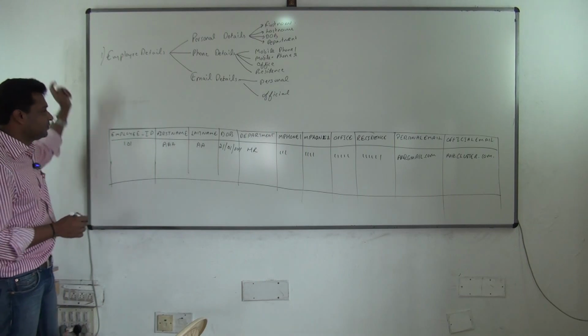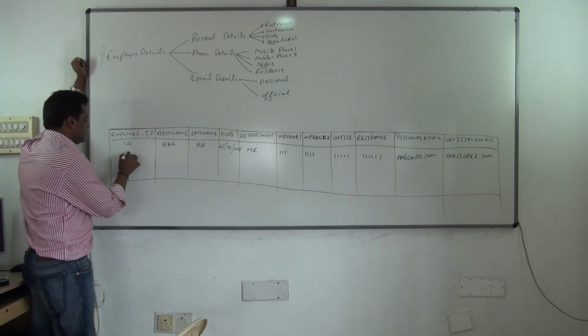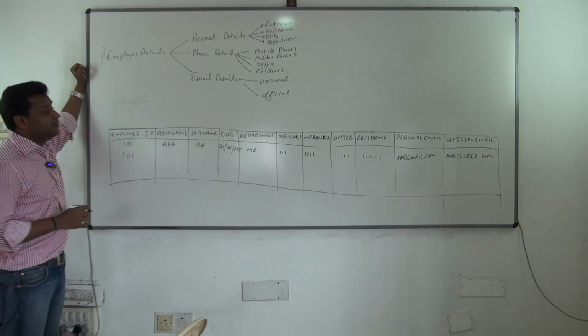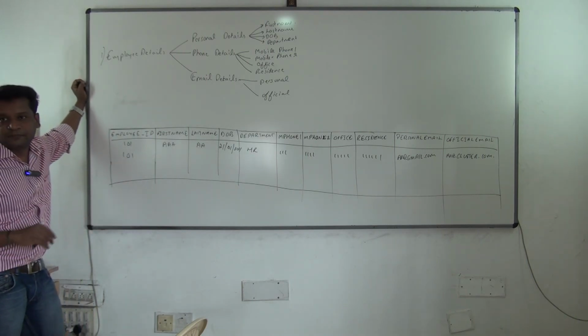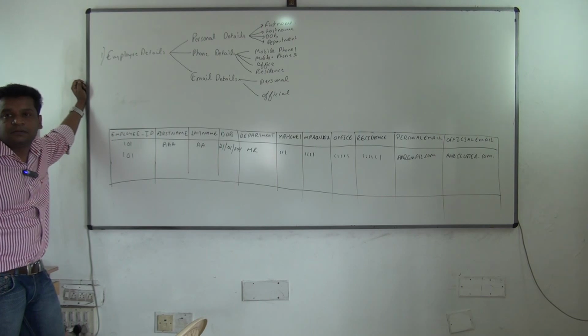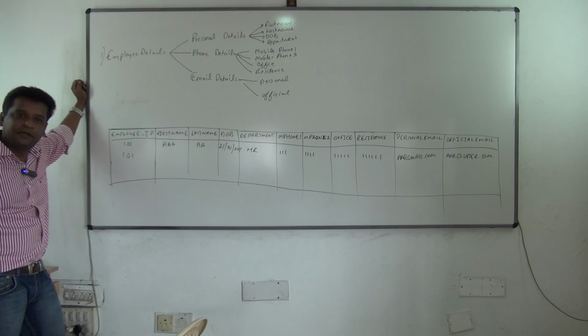Let's take the first problem. This person, 101, has 2 more mobile phones. What will you do now? Where will you store them? How will you store them? You have to add one more column.